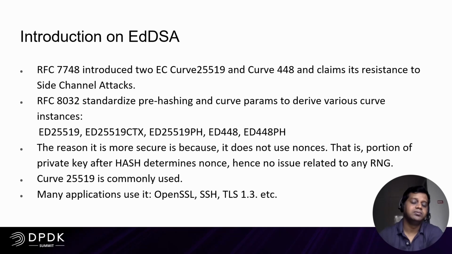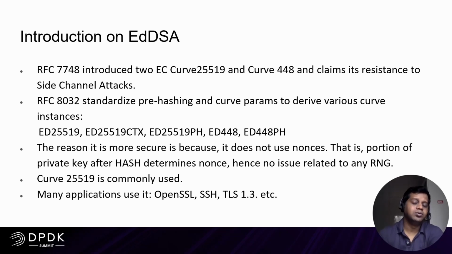RFC 8032 standardized Edwards curve instances based on hash function and other elliptic curve parameters, and they are Ed25519, Ed25519ctx, Ed25519ph, Ed448 and Ed448ph. Here ctx means context and ph means prehash. The technical advantage of EdDSA is that it doesn't use a random nonce; instead, a portion of the private key after hashing it determines a nonce, instead of using any random source. Hence, the signature is more deterministic.